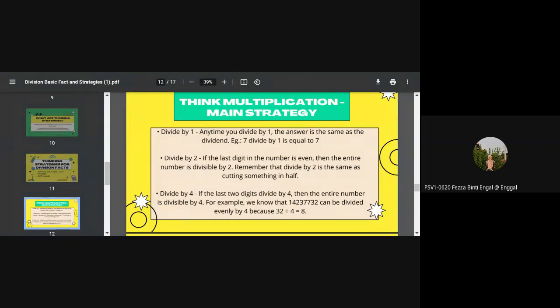Next, divide by 4. If the last 2 digits are divisible by 4, then the entire number is divisible by 4. For example, we know that the number 14237732 can be divided evenly by 4 because the last 2 digits, which is 32, is divisible by 4, which is 32 divided by 4 equals 8.